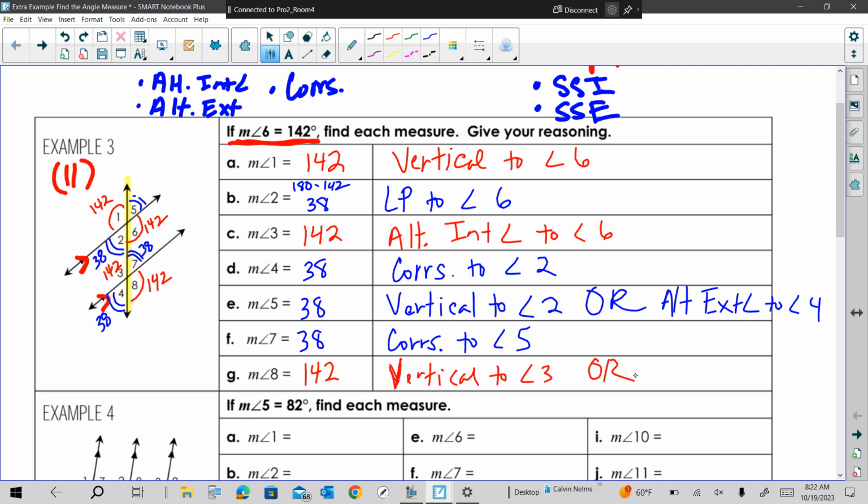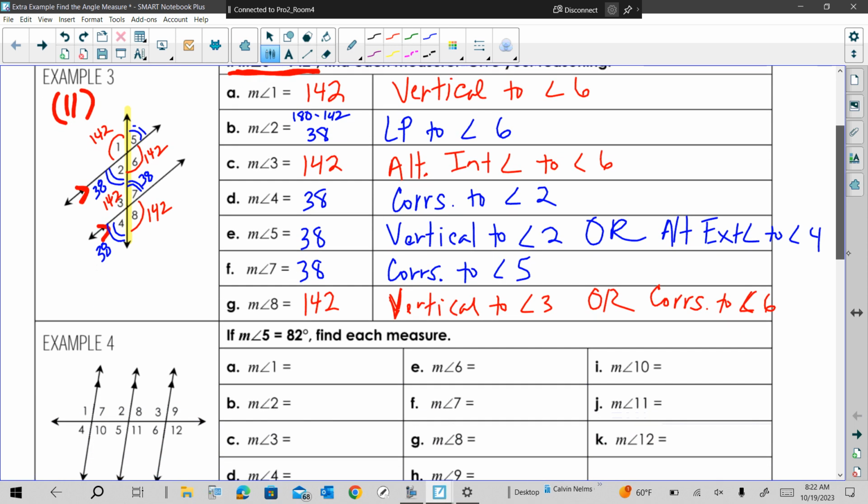Or I could say corresponding to angle 6. Okay. Or I could say alternate exterior to angle 1. So I'm giving you multiple reasons because the reasons can vary depending on which angle you're using as your reference to angle 6. Okay. So the first part of your homework is checking to see can you find the measure of the missing angle and the reason behind to get to that. All right. So do we have this down?